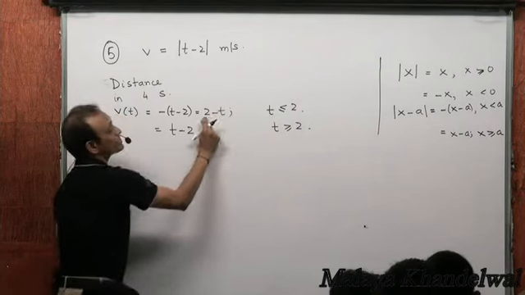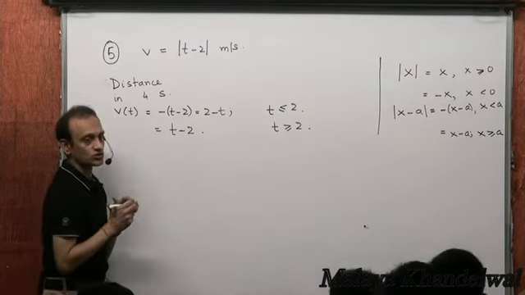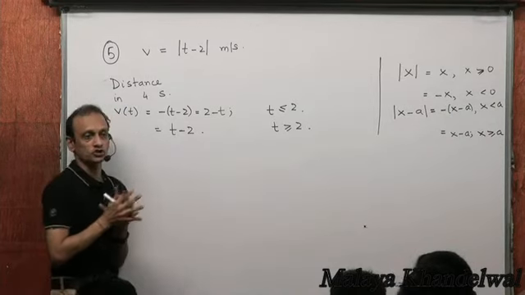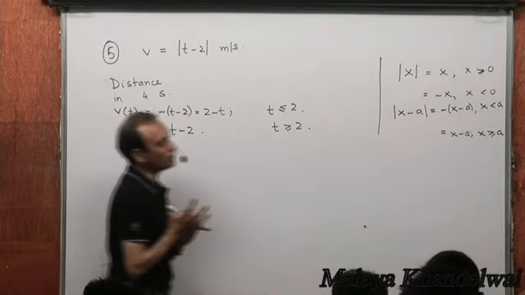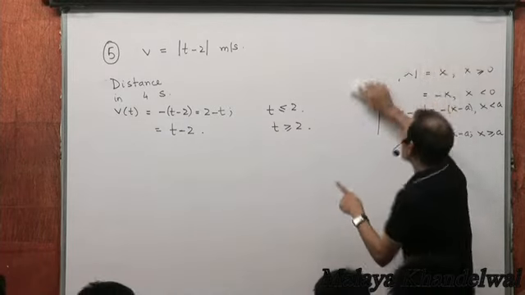So that's how velocity varies with time. Up to t equal to 2, it's going as 2 minus t. From 2 onwards, it's going as t minus 2. Right? Let me draw the velocity time graph for this. But so far so good. Have you registered whatever I have said here?